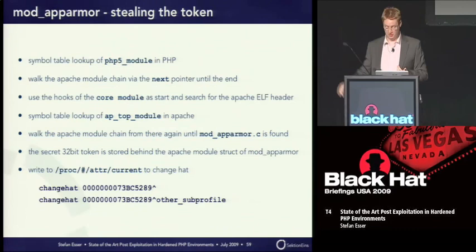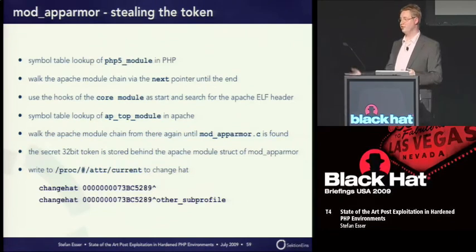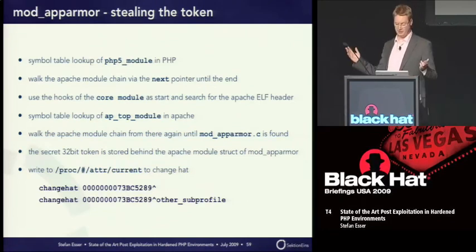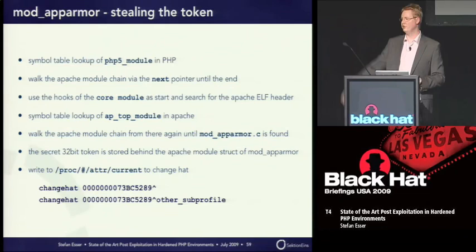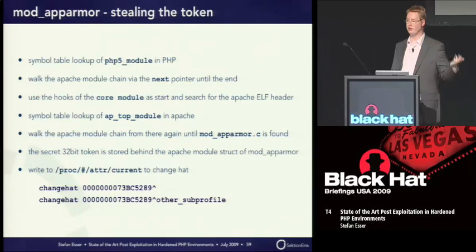And when you've got this, you just go like 74 bytes after it in the structure in memory or something like this, and there's the 32-bit token. And once you know the token, you can just open /proc/self/attr/current and send these kinds of commands, and you can break out of your current subprofile and change into any other subprofile if you want.